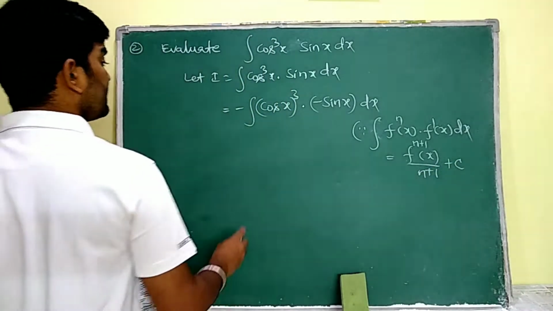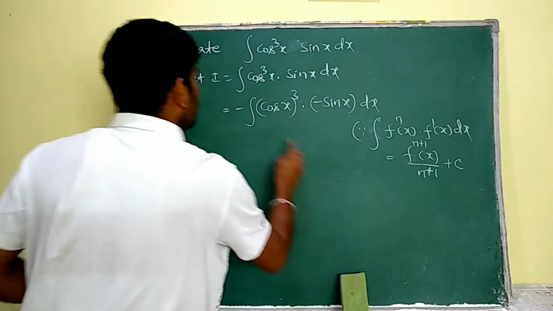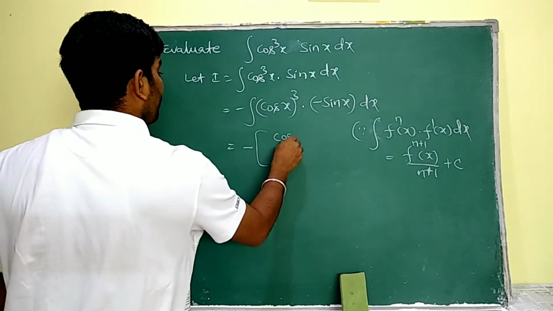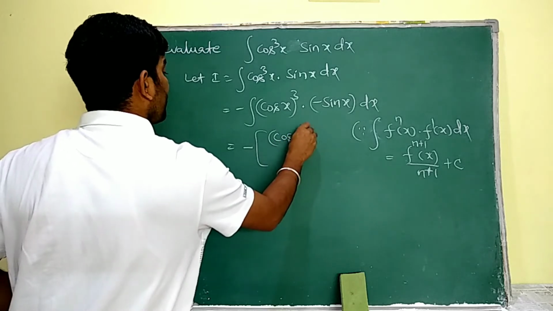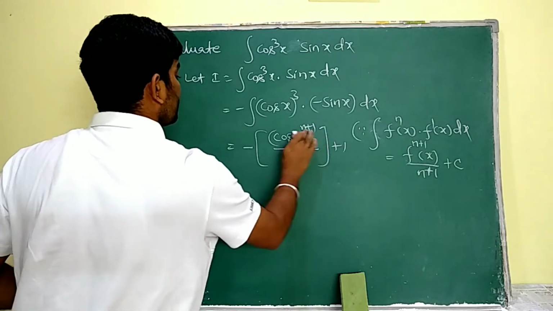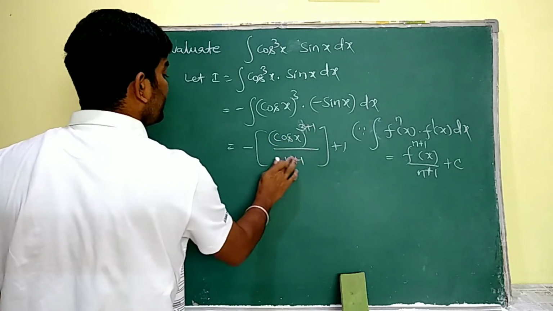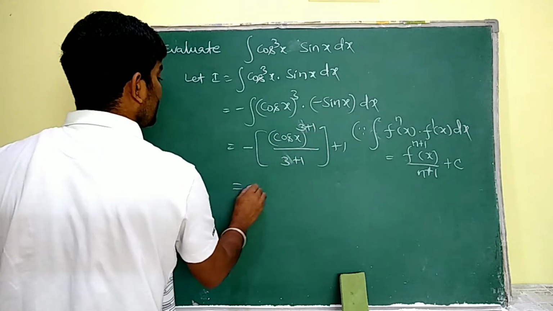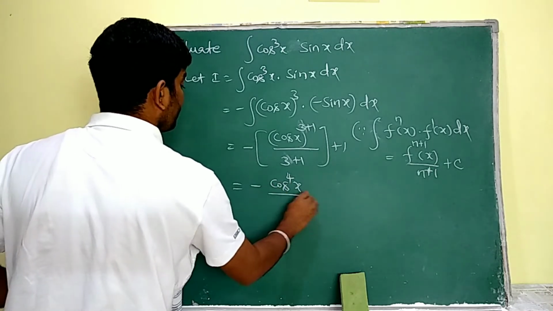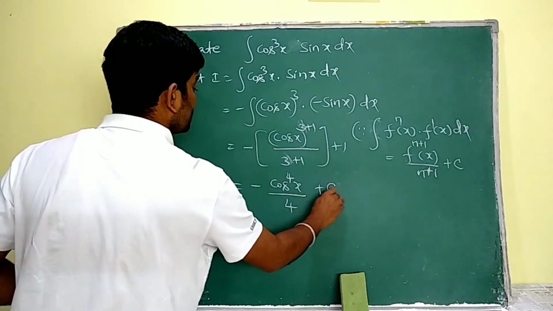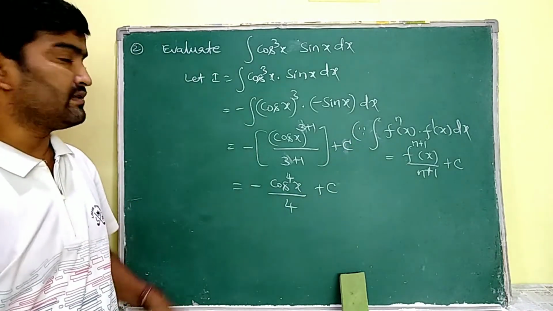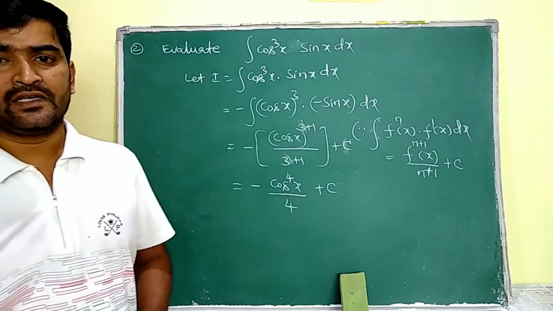So similarly, here I am going to write this value as minus of cos of x whole power of n plus 1 by n plus 1 plus c. Here in the place of n I am going to write 3. Understand ma? That is minus of cos to the power of 4 x by 4 plus c. Understand ma? This is one method. Okay. Another method by substitution.